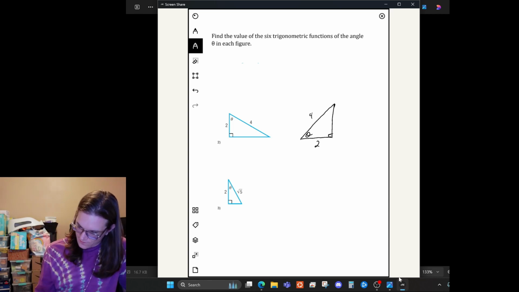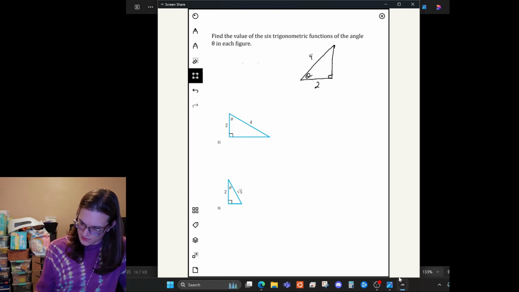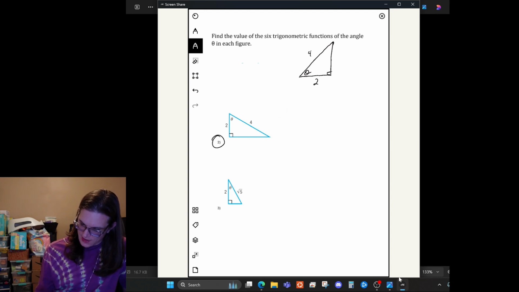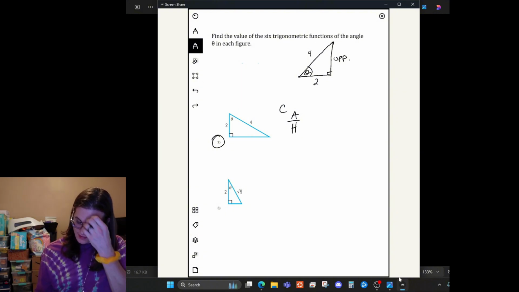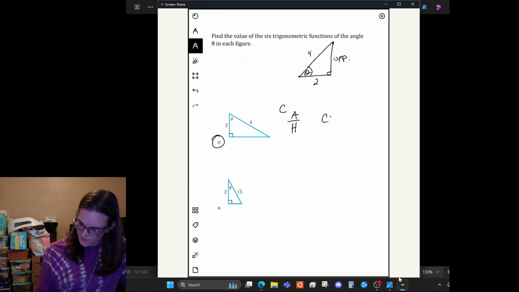But let's solve it. Here's my triangle. I don't have the opposite. I do have the adjacent, and I have the hypotenuse. So we have the adjacent over hypotenuse. Put the C here. We have CAH. So that's the cosine we're going to benefit from.